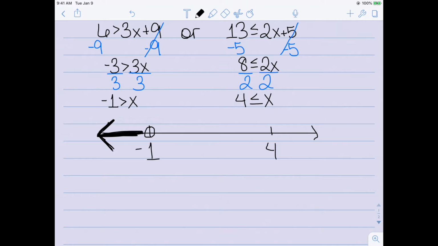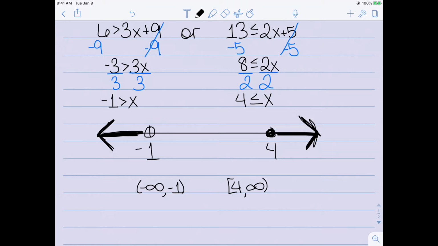My second equation, I'm going to put a closed dot on 4 since I'm including it. And I want 4 to be less than or equal to x. So I want x to be bigger than 4. So I'm going to include all of this stuff to the right. And now I can get a better idea for the interval notation. This piece on the left is negative infinity to negative 1 with parentheses. The piece on the right is 4 comma infinity with a square bracket on 4.